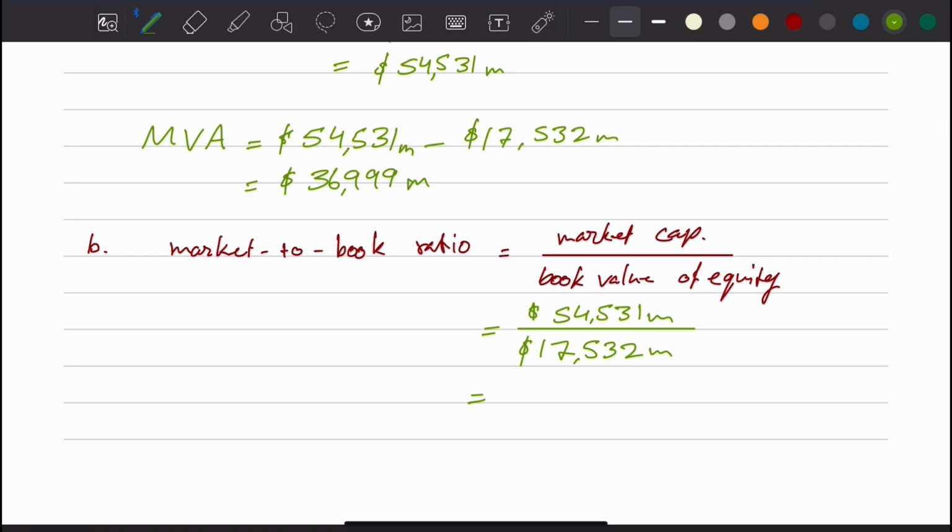Okay, now all we need to do is just run the numbers on our calculator. So 54531 divided by 17532, and that would be 3.11 rounded.